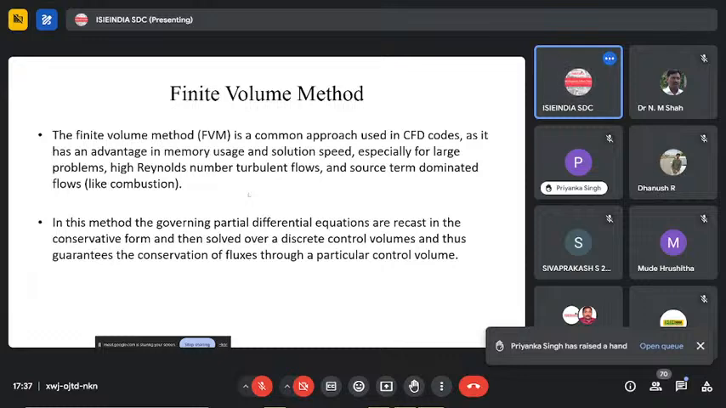In FVM, the fluid domain is divided into a grid or mesh of small control volumes. These volumes encompass a specific region of the fluid domain, and the governing equations are solved within each volume. Within each control volume, the conservation equations ensure that the fluxes of mass, momentum, and energy are conserved. This means that if there is any change in one property, like mass flow rate or velocity within the volume, it should be balanced by a corresponding change in other properties. So this is how the steps in the finite volume method are done.